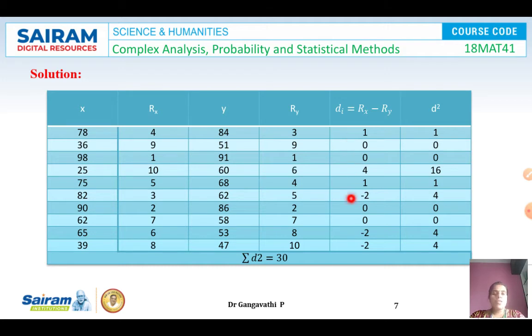The sum of these values is not required. We need the sum of the squares of the values. So now let us square these. So this is D square. 1 square is 1, 0 square is 0, 0 square is 0, 4 square is 16, 1 square is 1, minus 2 square is 4, 0 square is 0, minus 2 square is 4, and minus 2 square is 4. For the formula, we need the sum of the D square values. So the sum of the D square values here is equal to 30. You can check it out.